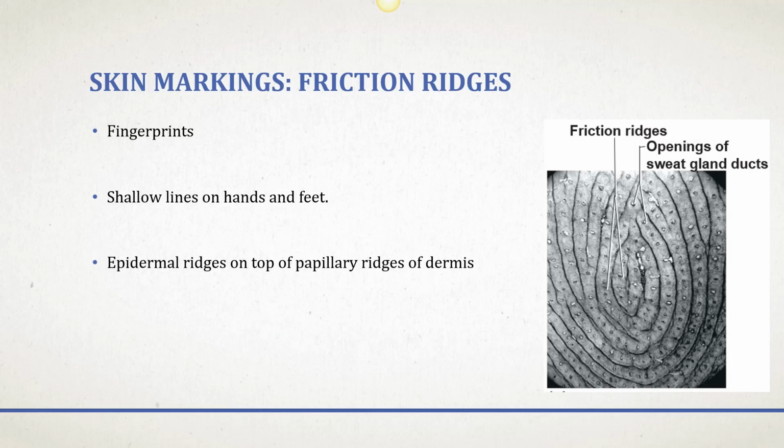Friction ridges. Friction ridges are fingerprints. They're the shallow lines on hands and feet. They're epidermal ridges on top of papillary ridges of the dermis. So these are folds of the epidermis that you can see. You can also see the openings of the sweat glands. So when the police do fingerprinting, they're not only looking at the lines that you see here, they're also looking at the arrangement of the sweat glands, and that's really how they end up matching up fingerprints.